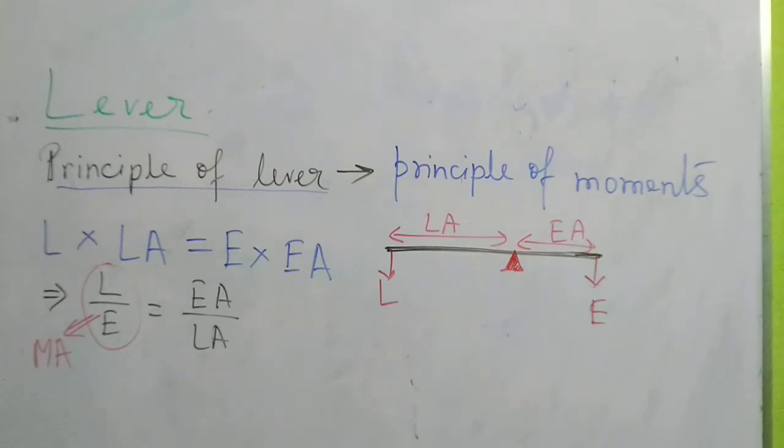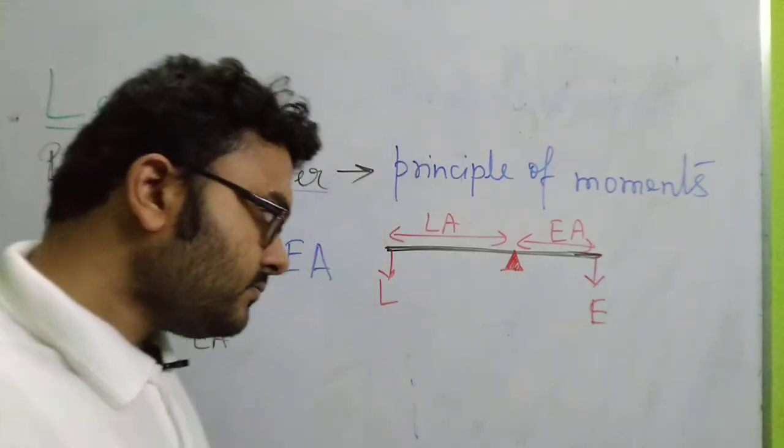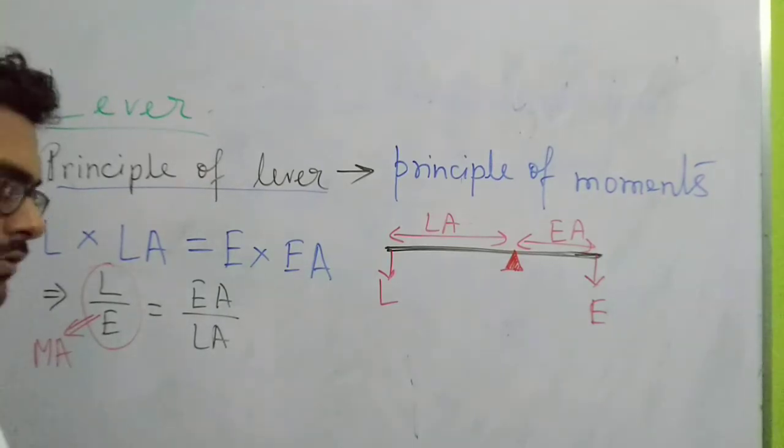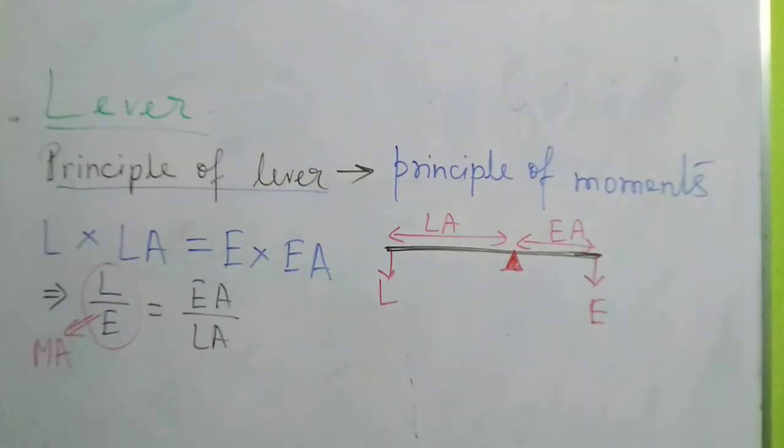Under ideal condition, you can definitely understand the equilibrium condition, so we can write it as load into load arm equals effort into effort arm. Fine. Now we will be moving on to the classes or types of lever. You know that depending on the position of the load, effort and the fulcrum, there are three types or classes of lever. So let us quickly move on to the classes of lever.